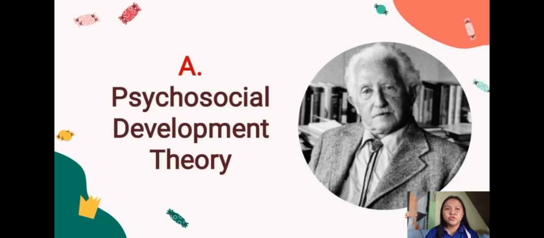Now let's proceed to the psychosocial development theory of Erik Erikson. Erik Erikson was a German-American psychologist who, together with his wife Joan, became known for his work on psychosocial development. He was influenced by Sigmund and Anna Freud and became famous for coining the phrase identity crisis.